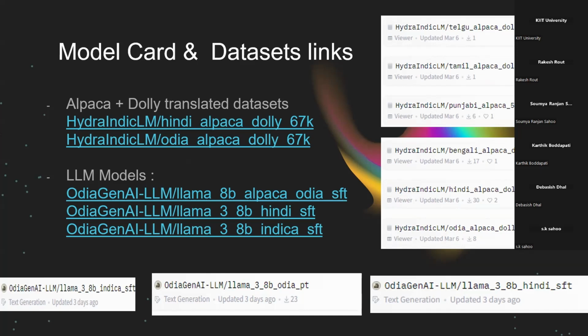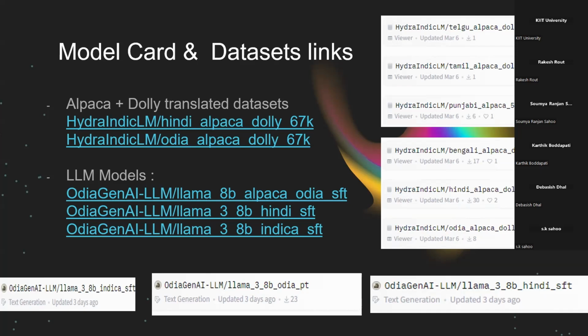The first one is the Llama 3 8B Alpaca Odia, where all the Odia text prompts and Odia question-answer data are there. The second is the Llama 3 8B Hindi, where Hindi data is there. And the last one, the Llama 3 8B Indica, consists of five different languages, multilingual, like Hindi, Bengali, Odia and some other languages.